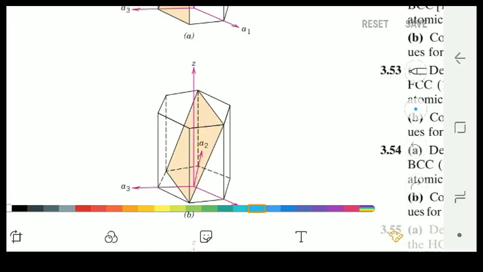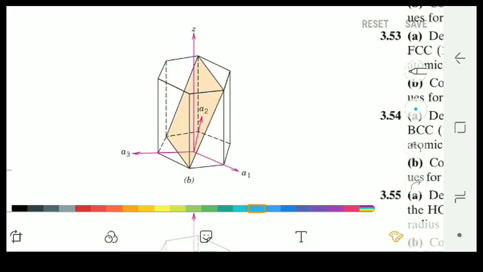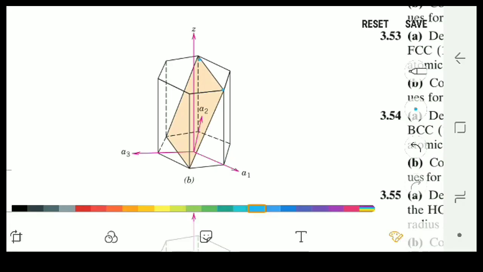Now let us take a point on this plane, and that point should have a non-zero Z coordinate. We should keep that in our mind. So now let's see what we can do here. The most suitable point to me looks like this one. This is the most suitable point, or this one, that one, but the first one is better. Now we need to find out the coordinates of this point.